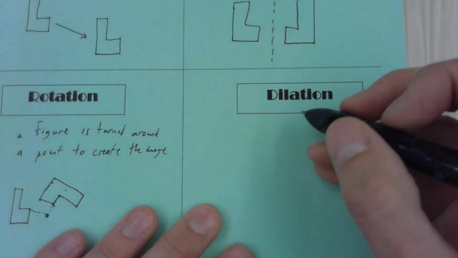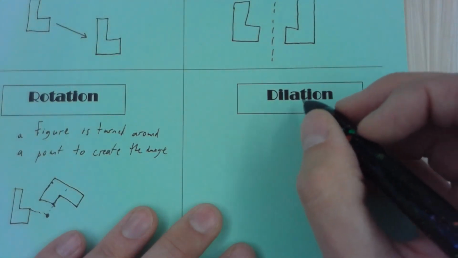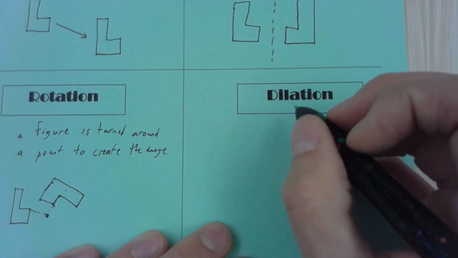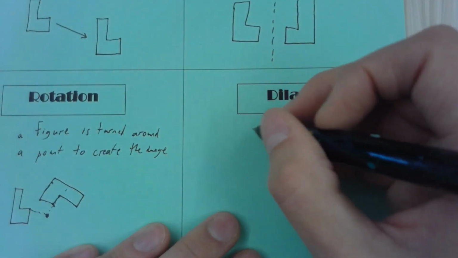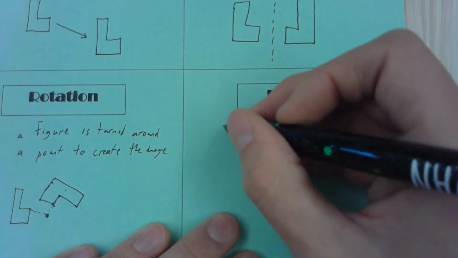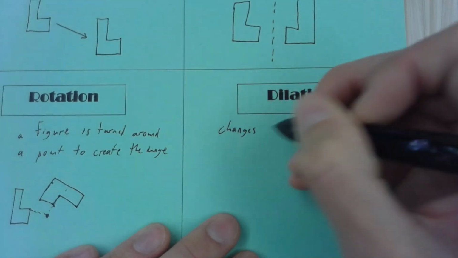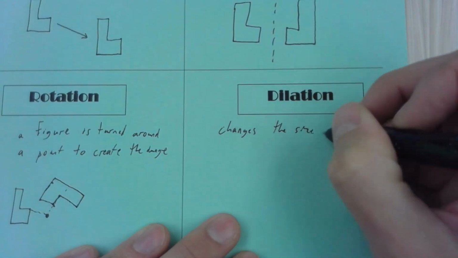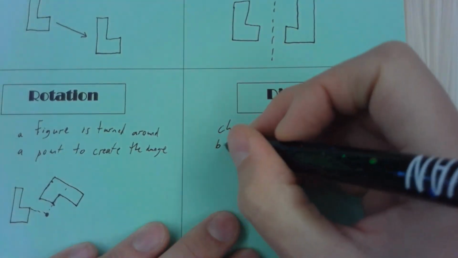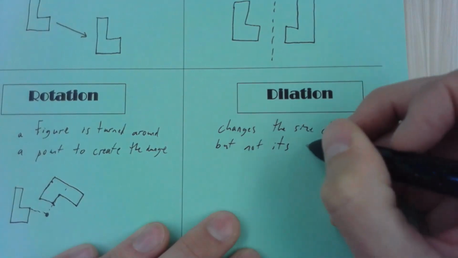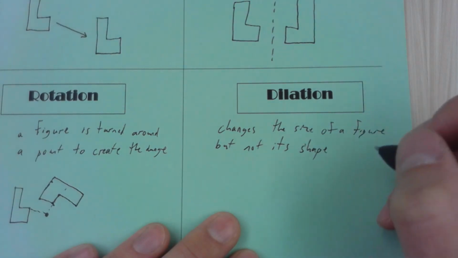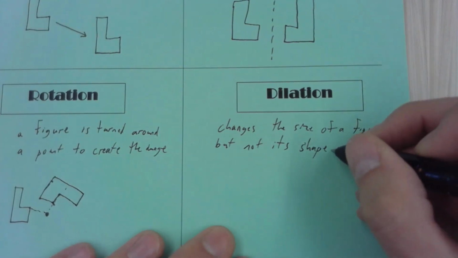And then our last one, a dilation. This is like when you get your eyes dilated at the eye doctor. A dilation is an enlargement or a shrink, but it changes the size. So this is the only one of our transformations that is a similarity transformation. The rest are isometries. It changes the size of a figure, but not its shape. So keep the same shape, but not the same size. It could be an enlargement or a reduction.